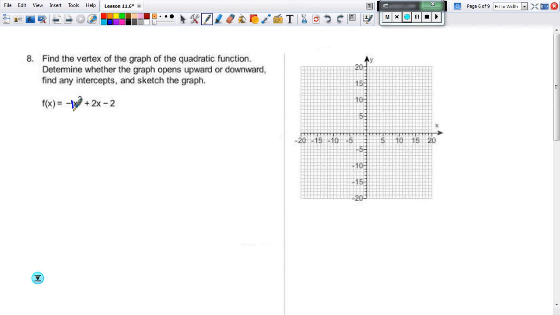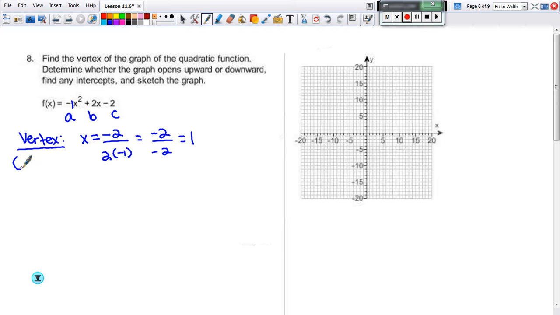Okay, so this is a -1 here. So you've got your A, your B, and your C. So the vertex: x equals the opposite of b, the opposite of +2 is -2, over 2 times a. So that's -2 divided by -2, which is a +1. Then you plug that into the function.